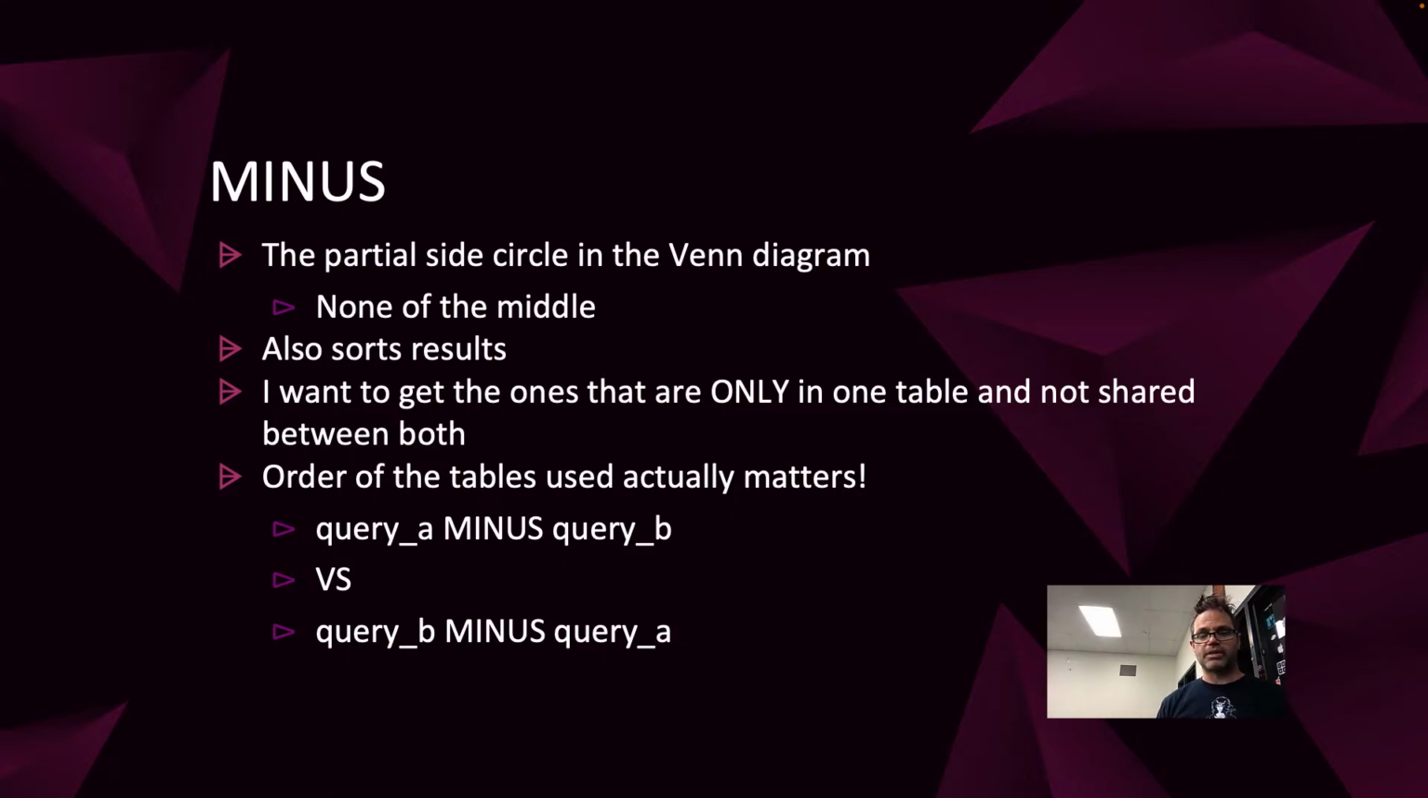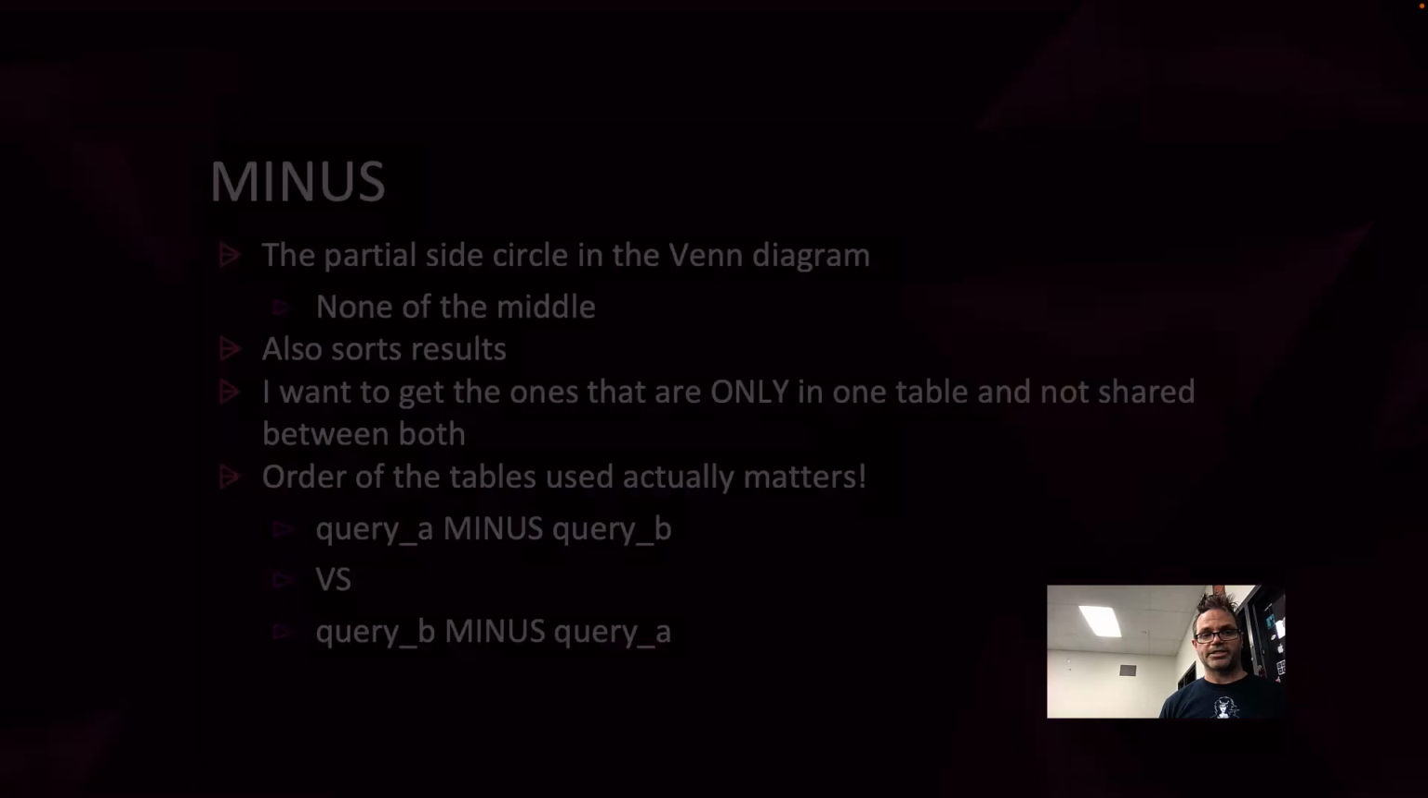And so the order of the tables actually matters. Query A minus query B is different from query B minus query A. You can easily see that when you look at what you're looking at in the actual Venn diagram. So that's what we're doing as we look through that.